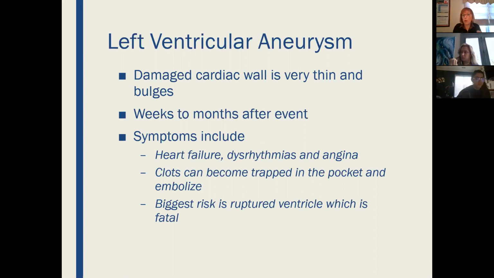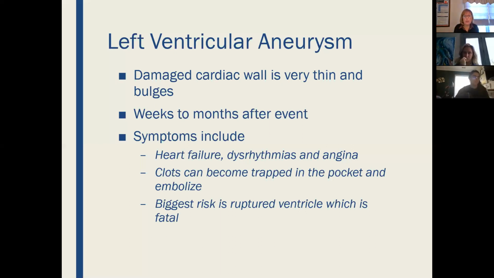And now it's very, very thin. It doesn't have a lot of support. It's scar tissue, so it tends to bulge out. So they call it an aneurysm. It's really kind of a misnomer, but that's what it is. It can be the week after, it can be a couple of months down the road that this is developing, that it's just getting weaker and sloppier and it's lost its tone and it's kind of bulging out.